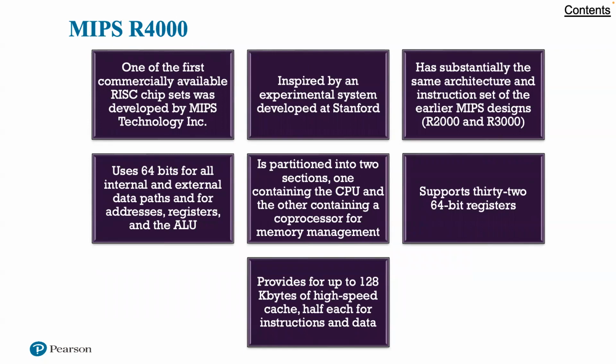One of the first commercially available RISC chips was developed by MIPS Technology Incorporated. The system was inspired by an experimental system also using the name MIPS, developed at Stanford. So in this section, we'll look at the MIPS R4000. It has essentially the same architecture and instruction set as the earlier MIPS designs, the R2000 and R3000. The most significant difference is that the R4000 used 64 rather than 32 bits for the internal and external data paths and for the addresses, registers, and the arithmetic logic unit.